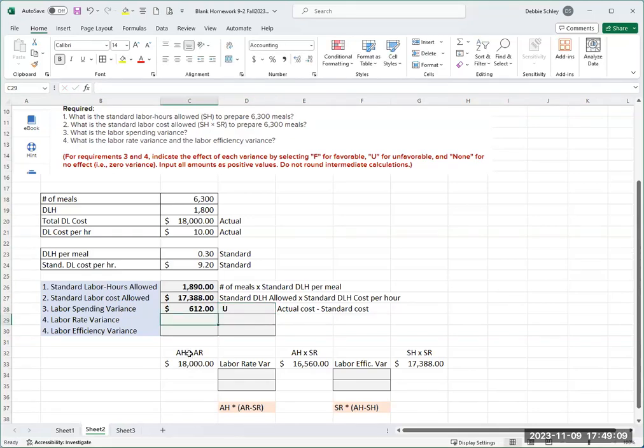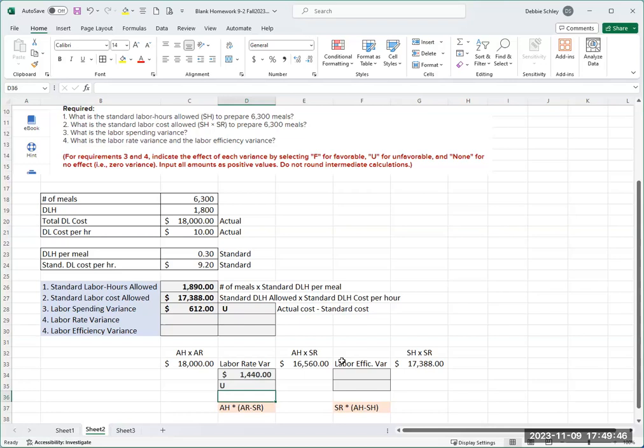Labor rate variance will be 1 minus 2 in our little pitchfork equals 18,000 minus 16,000, enter. Okay, so actual, this is what actually happened. Actual times standard, this is what I thought should happen for the actual hours. So I actually spent more than the standard, and so that is unfavorable.